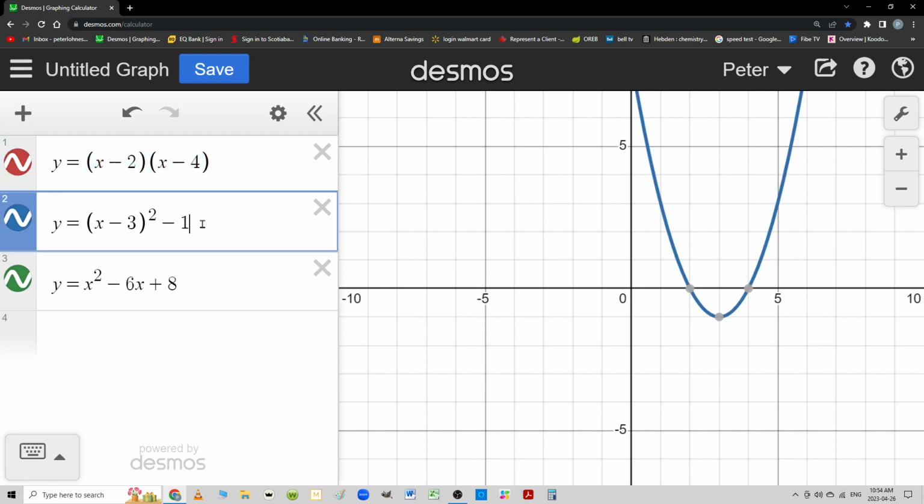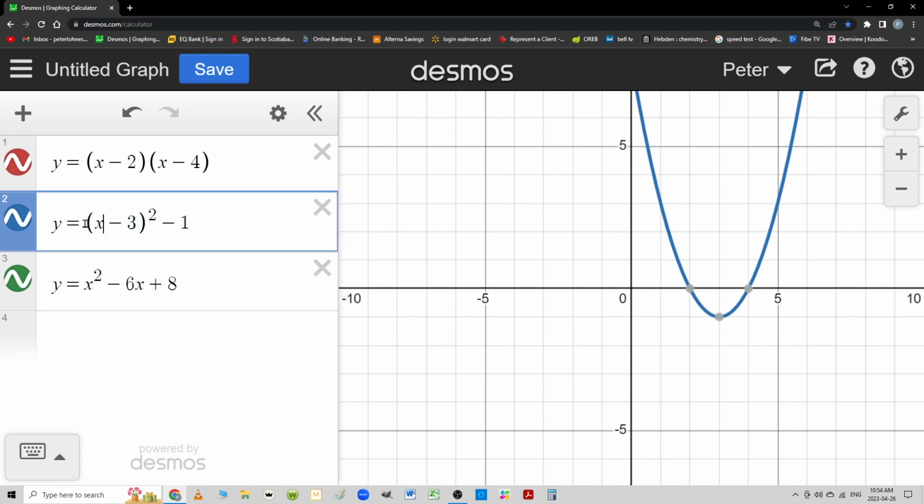Then there's this version. It's called the vertex format. Why? Because if we look at this and make it plus and then just leave this as it is, we discover the vertex is right here in the formula. Plus 3 comma minus 1. So that's the reverse. For x, it's the reverse, so plus 3, minus 1. This is called the vertex format because we can see the vertex right in there. Its really only function is to find the vertex.